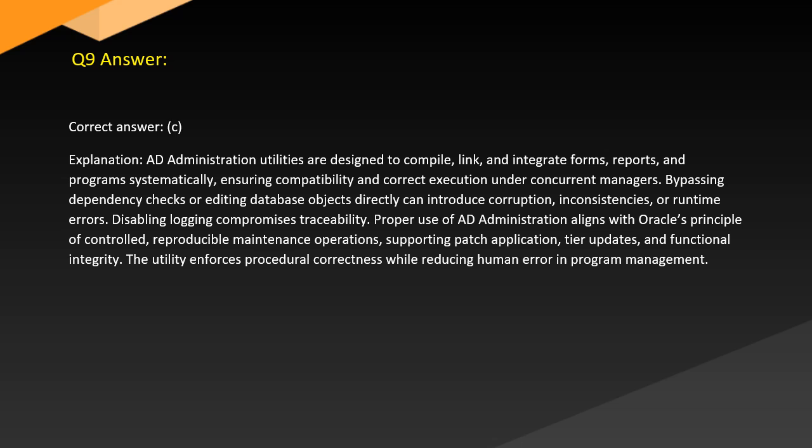Answer. Correct answer: C. Explanation. Ad administration utilities are designed to compile, link, and integrate forms, reports, and programs systematically, ensuring compatibility and correct execution under concurrent managers. Bypassing dependency checks or editing database objects directly can introduce corruption, inconsistencies, or runtime errors. Disabling logging compromises traceability. Proper use of ad administration aligns with the principle of controlled, reproducible maintenance operations, supporting patch, application tier updates, and functional integrity. The utility enforces procedural correctness while reducing human error in program management.